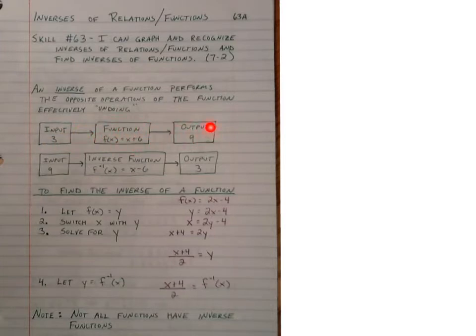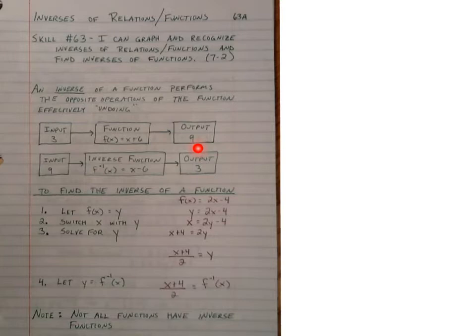In this case, our function is x plus 6. So if we put 3 into the function, it spits out 9. Well, the inverse function would take that 9 and put it into the inverse to get 3. So what is the inverse that allows us to take a 9 to arrive at a 3?